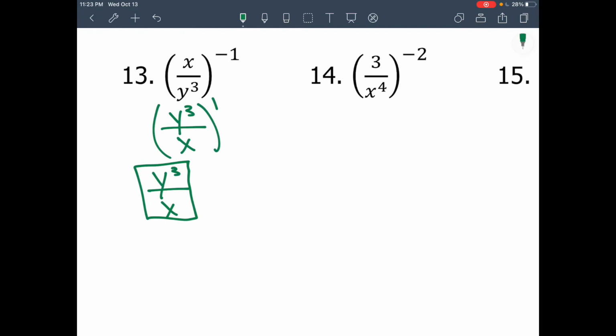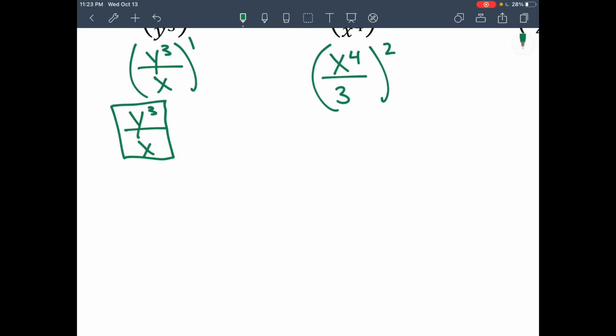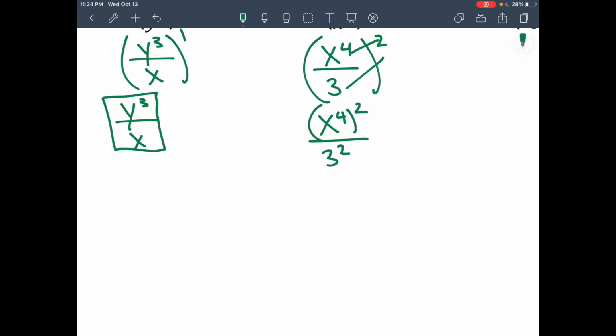Then the next one's a little more complicated. We're going to switch these, so x to the fourth over 3, and then square that to make it positive because we flipped it. And then you're doing squared for both, so x to the fourth squared, and then 3 squared. So that's 4 times 2 is 8, so x to the 8, and then 3 squared is 9.